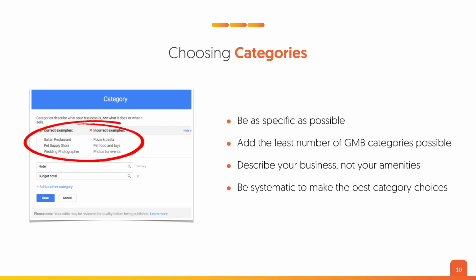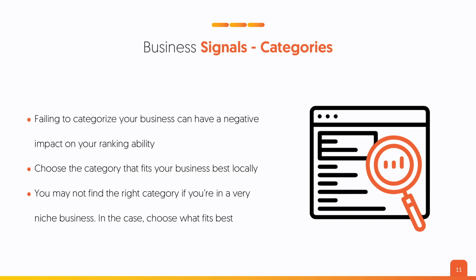So when it comes to choosing these categories, be as specific as possible. Add the least number of Google My Business categories possible. Describe your business, not your amenities, and I want you to be systematic to make the best category choices. You don't just want to pick random ones or popular ones. You want to pick the ones that are best suited to what your business is so you can get more business. Failing to categorize your business can have a negative impact on your rankings, so you want to choose the ones that best locally represent you. And you may not find the right category if you're in a very niche business. In that case, choose what is the best fit, and that's okay as well.